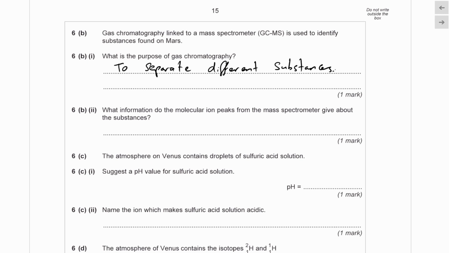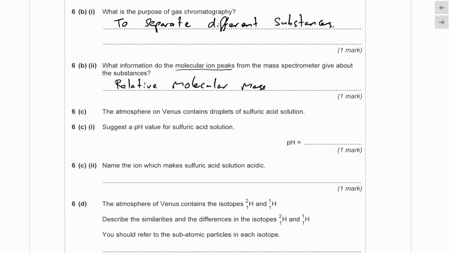Alright, now it says, what information do the molecular ion peaks from the mass spectrometer give about the substances? Now, important there, it says molecular ion peaks, and those are the large peaks at the end or the far right hand side of a mass spectrum. And what they tell you is basically the molecular mass. Alright, so they tell you the relative molecular mass.